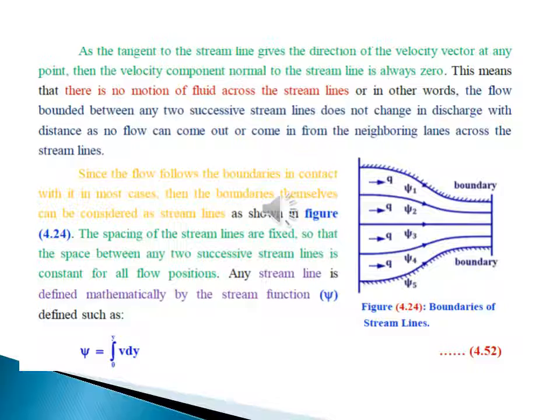As the tangent to the streamline gives the direction of the velocity vector at any point, the velocity component normal to the streamline is always zero. This means that no motion of fluid across the streamline will occur. Since the flow follows the boundary in contact with it in most cases, the boundaries themselves can be considered as streamlines, as shown in the enclosed figure in front of you.